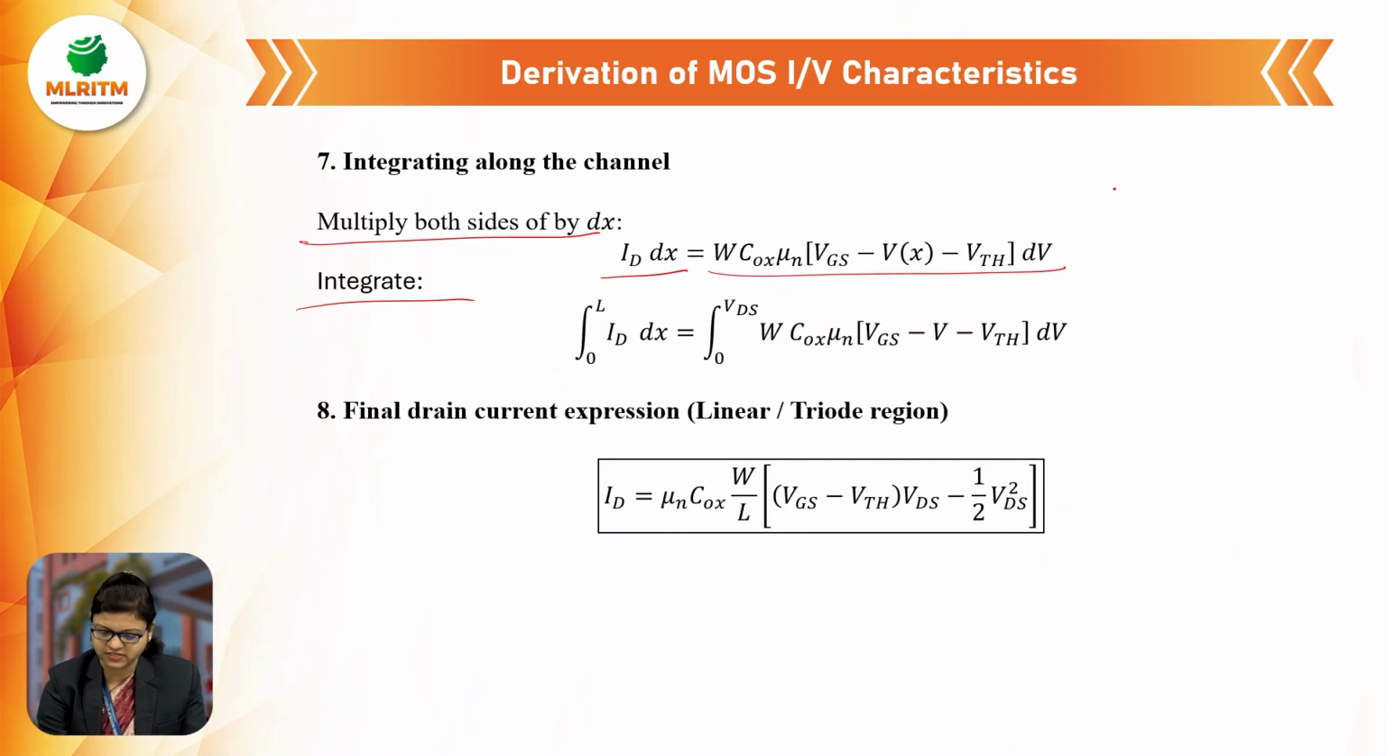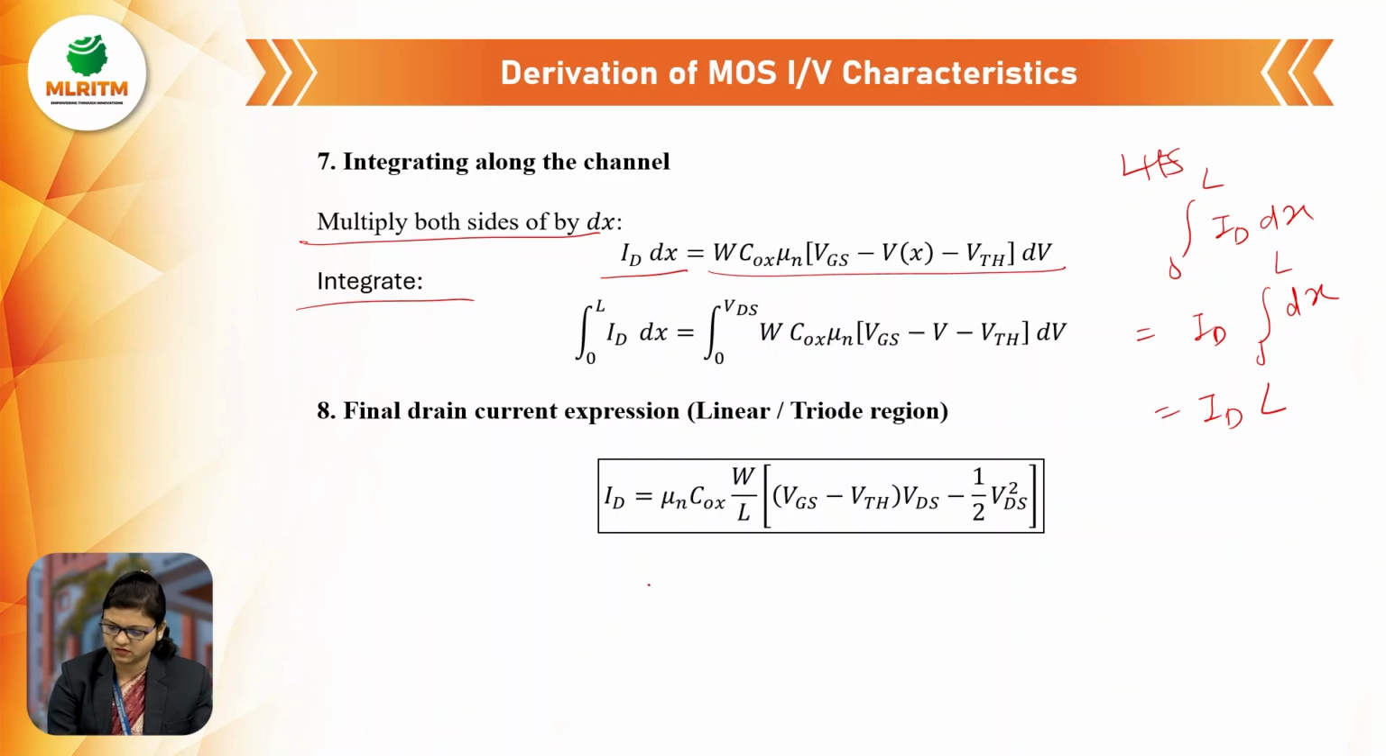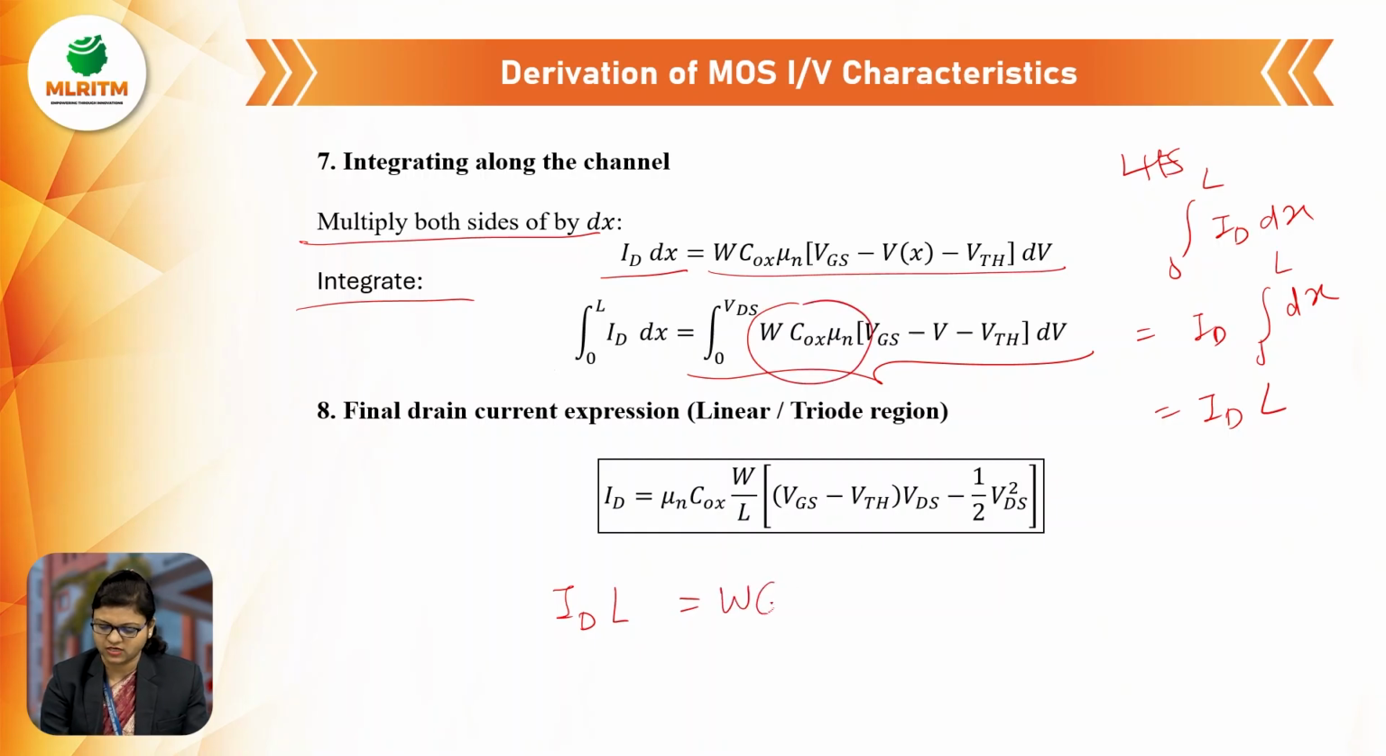If you see this L, L is equal to the L on the left hand side. So this is 0 to L ID dx. We can put over here, ID is nothing but a constant, so you will get 0 to L dx. So you will get ID into L after putting the limits. So on the left hand side you will get ID into L after integration. Now, for example, if we want to calculate this VDS, this is nothing but the constant term, so we'll keep it outside.